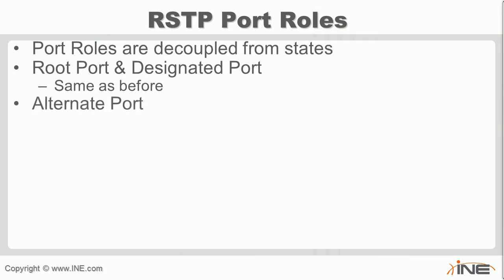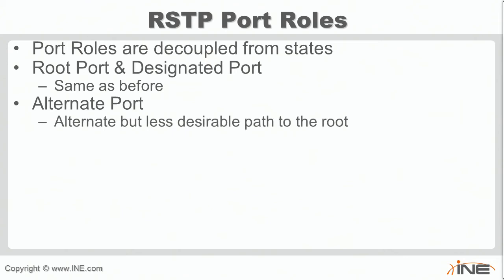But then we have the introduction of this alternate port state. This is what Cisco was using for the uplink fast feature, basically saying that it's my backup port in order to get upstream towards the root bridge. So it's an alternate, but it's a less desirable path to the root. So it has maybe a higher cost value, or someone out that link has a higher bridge ID, so it's going to be the less preferred path.